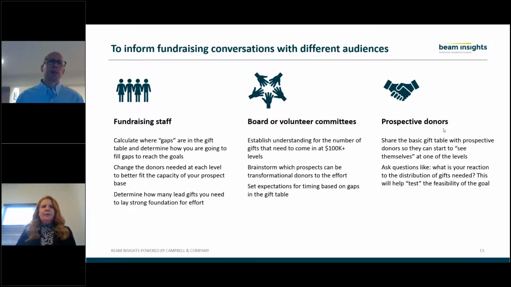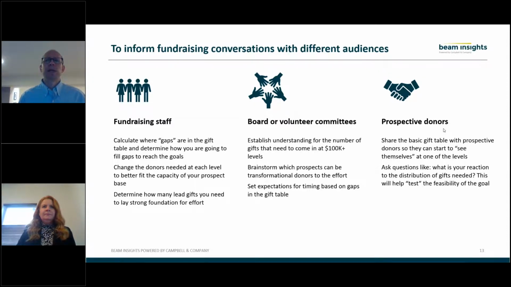For prospective donors, and this might be the surprising category for people in terms of how do you use gift tables with different audiences across your organization, a gift table can be a really effective qualification and cultivation tool. That said, we encourage you to use it strategically. When I've had the opportunity to do some interim leadership work with organizations, I've shaded a gift table to give a prospective donor an indication of where I might like them to land and get their perspective on that.